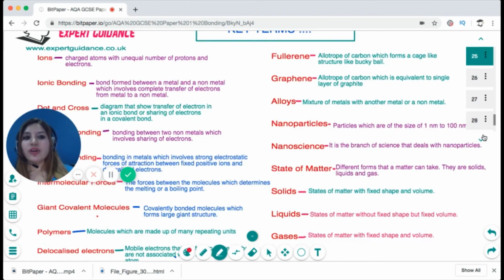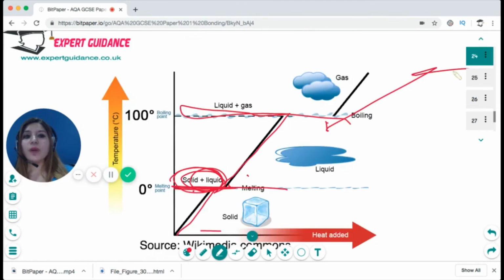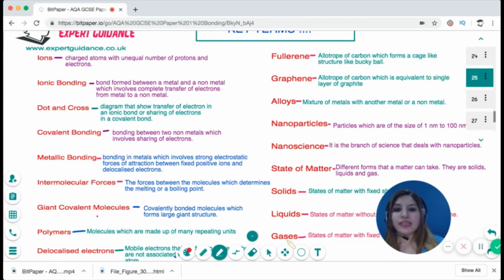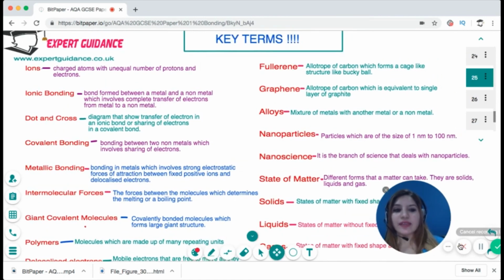Okay, so I hope all this topic is crystal clear to you. Now there's a time for the key terms we have seen in this topic.